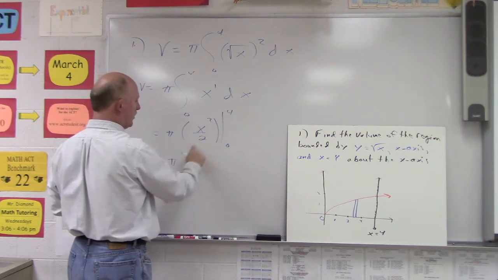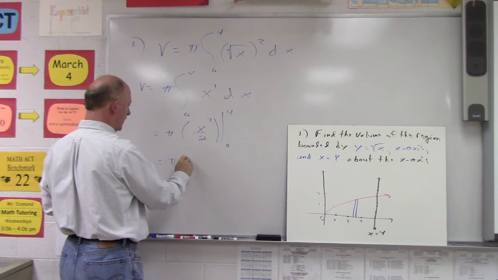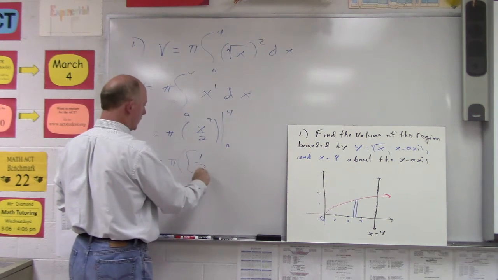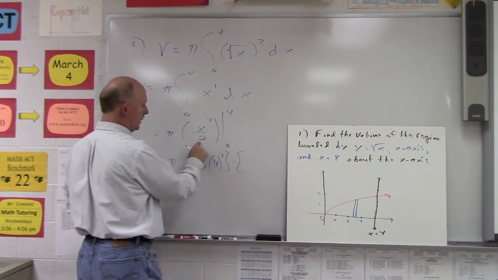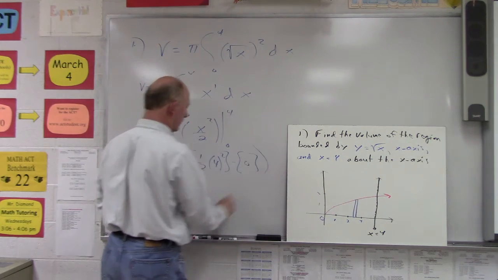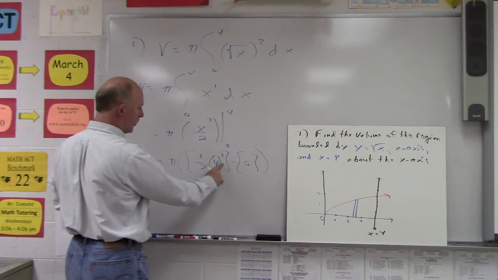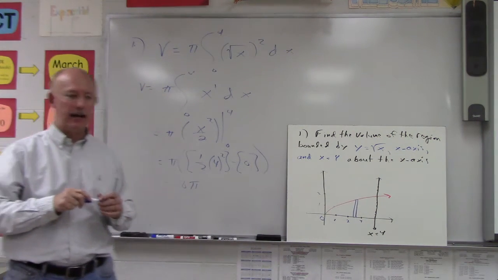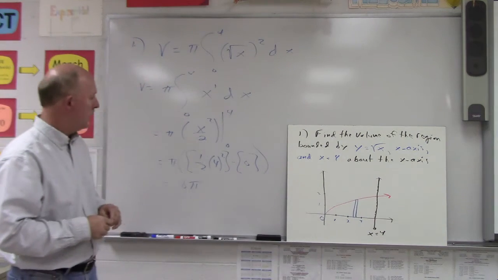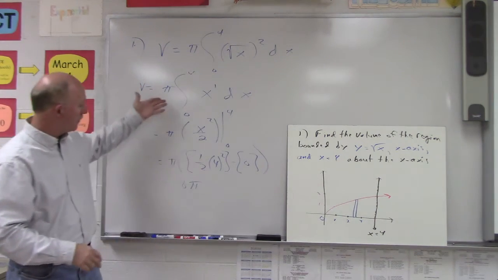And I'll substitute the upper bound minus the lower bound now. This will be pi times 1/2 times 4 squared, minus, substituting 0 in for x gives us 0. All right, 4 squared is 16, half of 16 is 8, and the volume is 8 pi. So that would be our volume. A pretty easy example here for problem number 1.